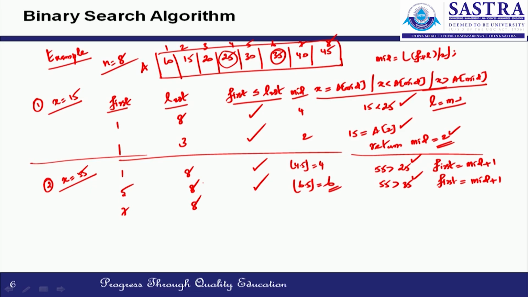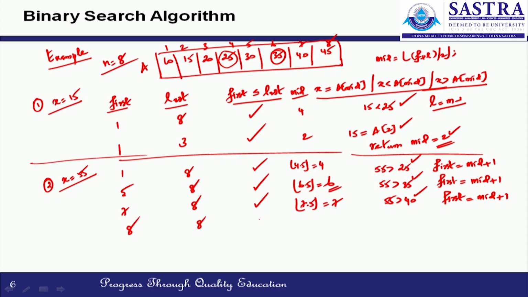Last remains 8. First less than or equal to last, condition is true. Mid is equal to 7 plus 8, 15, 15 by 2, 7.5. Lower bound value is 7. Checking the 7th index in the array, that is 40. Again 55 is greater than 40. Now first needs to be updated. First is equal to mid plus 1, mid is 7, 7 plus 1, 8.